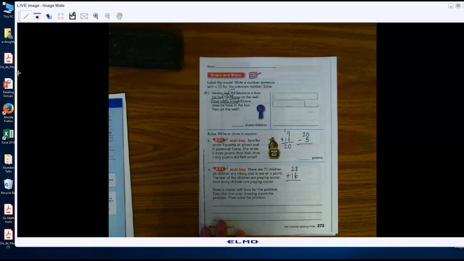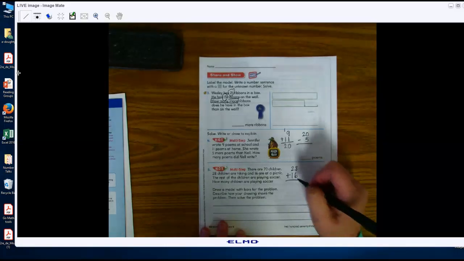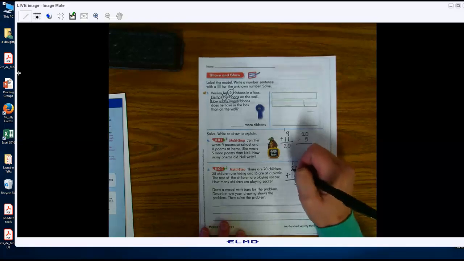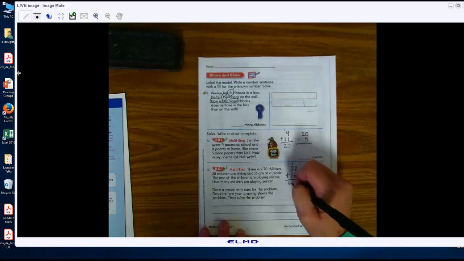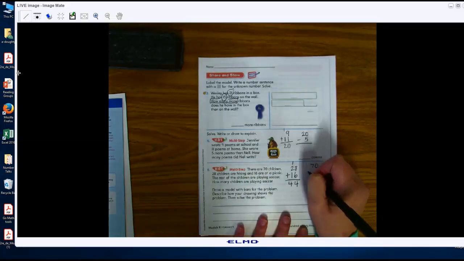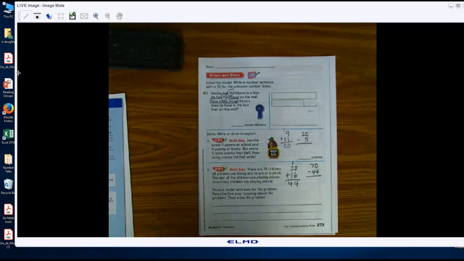See what you get. Okay, so 8 plus 6 is what? 14. So I got to carry the 1. 1 plus 2 is 3. 3 plus 1 is 4. So 44 are hiking or at the picnic. So if I take that away from the 70 children, then I will know how many children are playing soccer.